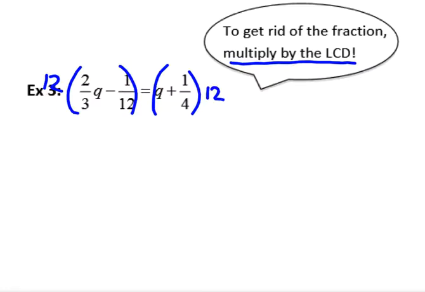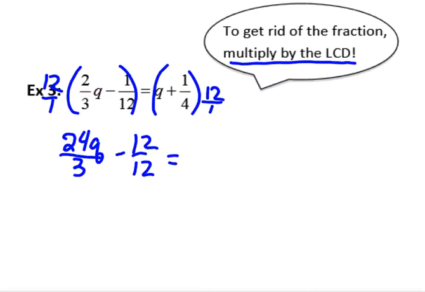Now, since I have fractions here, it's probably better to write 12 over 1. This is really just going to change my numerator and not my denominator. So I just want to emphasize that. So in my first term here, when I multiply that, I'm going to have 24q over 3. My next term, I'm going to have 12 over 12. On the other side of the equation, I'll have 12q. And then my last term will be 12 over 4.